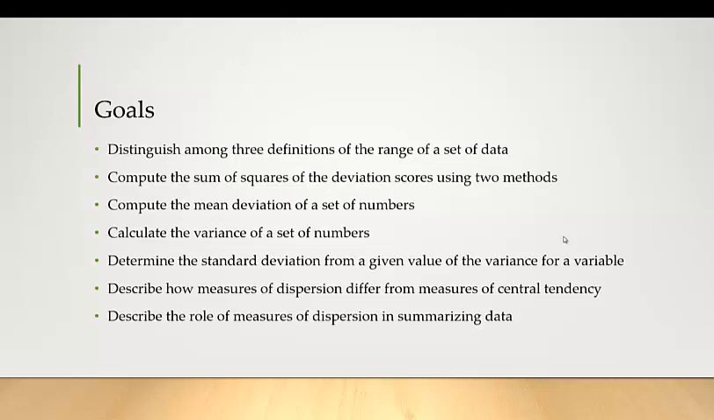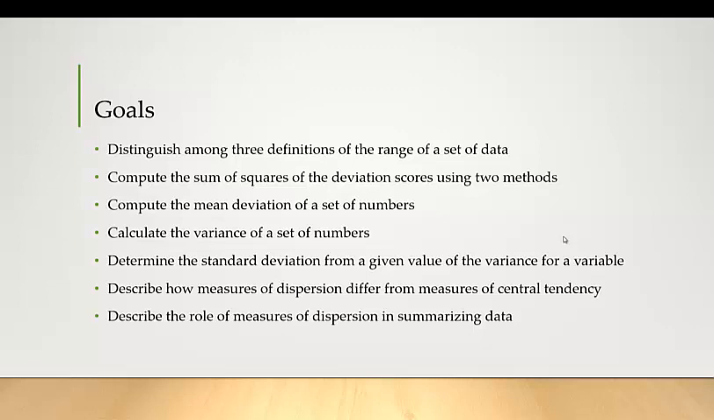And then determine the standard deviation from a given value of the variance for a variable. So our standard deviation for class officers doing push-ups was 7.57. Our standard deviation for cheerleaders would have been 0 if you did the math. So again, there's no difference in the cheerleaders. The class officers, though, with the standard deviation of 7.57, we're going to talk about what that means in the next module.